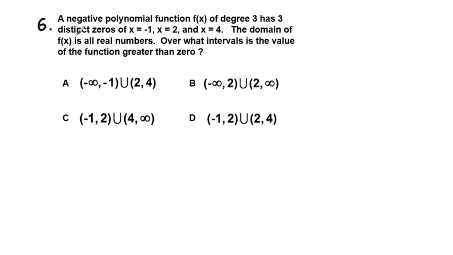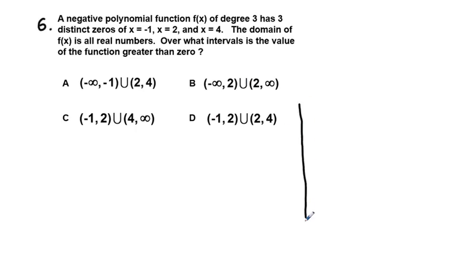Next, 6. A negative polynomial function f of x of degree 3 has three distinct zeros of x equals -1, x equals 2, and x equals 4. The domain of f of x is all real numbers. Over what intervals is the value of the function greater than 0? So for this, we have to go back to our understanding of polynomial functions. And that is, first of all, the domain of polynomial functions is all real numbers.